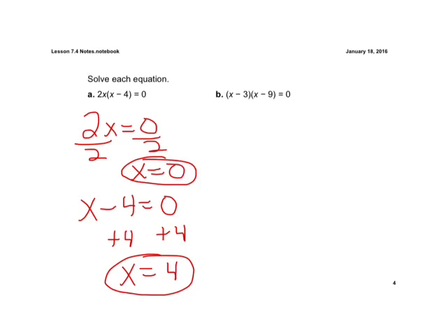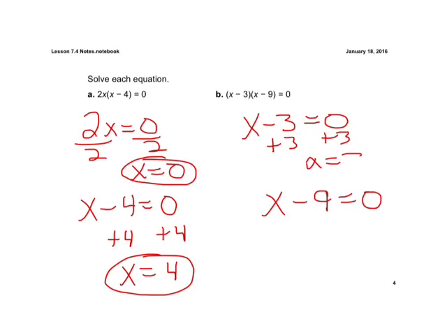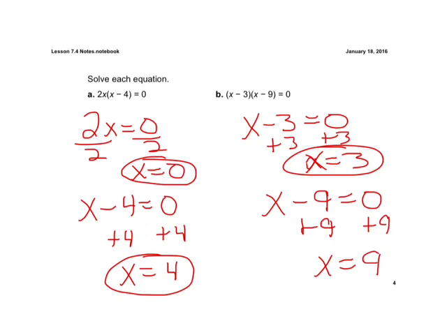Alright, b. Again, set both terms equal to 0 and solve. x minus 3 is equal to 0. And x minus 9 is equal to 0. Again, simple one-step equation. Just add 3, x equals 3. And add 9, x equals 9. Our 2 roots, 3 and 9. If we were to plug in 3 and 9, we would get our answer of 0, if we were to go back and check our answer.